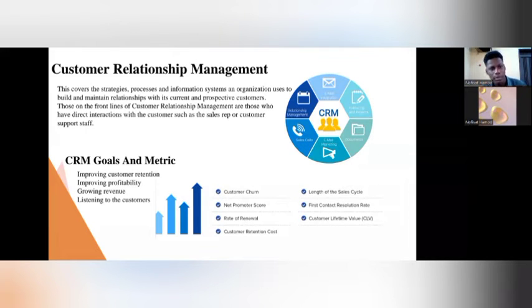I'm going to talk about customer relationship management. This basically covers the strategies, processes, and information systems which an organization uses to build and maintain relationships with its current and prospective customers. The people on the front line of CRM, that's customer relationship management, are those who have direct interaction with the customers. And those people include the sales representatives or the customer support staff.